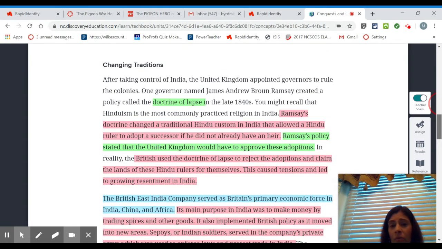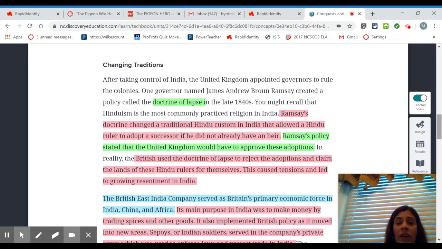Now, what is it that we know is the religious aspect, the dominant religion in India? Of course, that is Hindu. And so when they took control of these portions of India, they would appoint governors to rule whatever colony it was. And these governors, of course, had to be British.